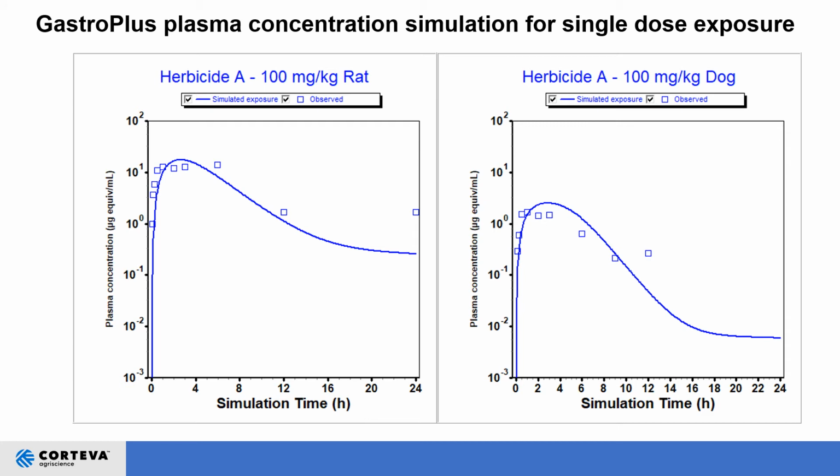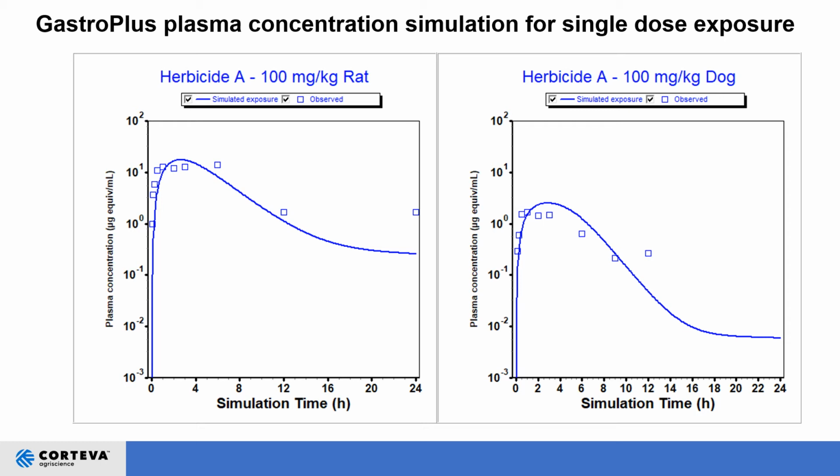This slide provides the outputs for rat and dog from that simulation. The results are plotted with simulation time in hours on the x-axis and plasma concentration expressed as microgram equivalents per milliliter on the y-axis. The rat simulation is on the left, the dog simulation is on the right.